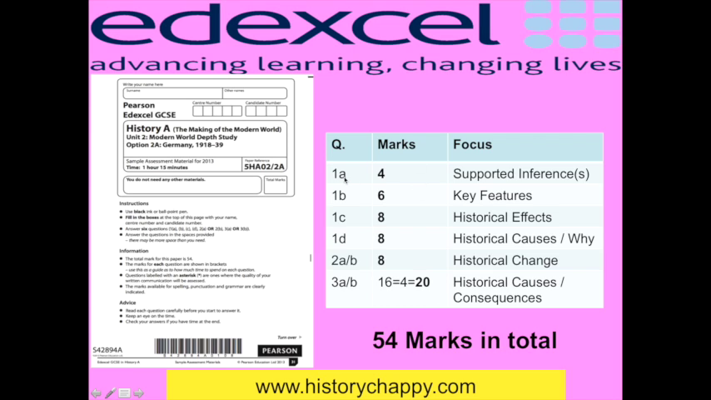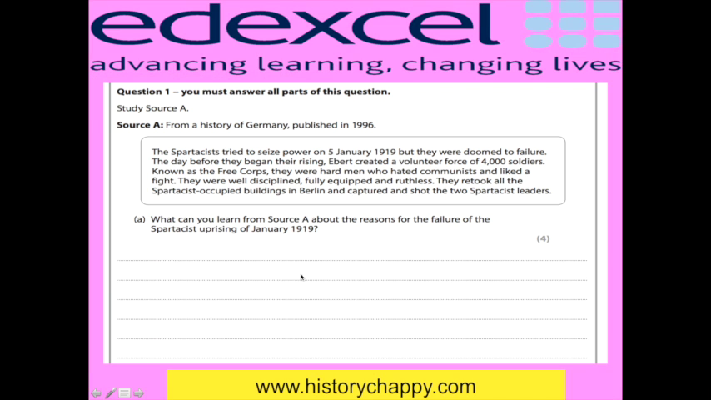Well, here are the questions: 1A, B, C, D, 2AB, we've got a choice, similarly for question 3. Here is what's required and the historical focus out of your 54 marks in total. So let's go through each of these questions, look at an example question, what the mark scheme says you need to do, and then some history chappy structuring, writing frame, scaffolding for each of those questions. Let's have a look. Right.